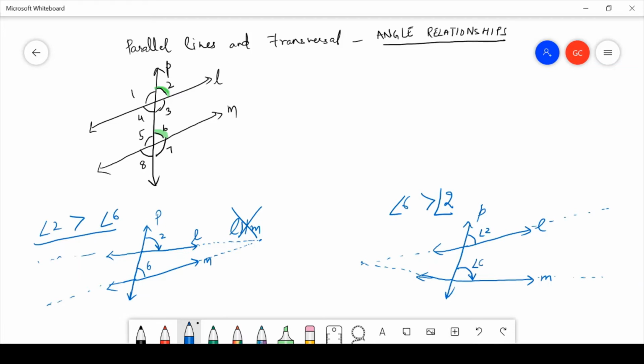Angle 6 and angle 2 are going to meet if angle 6 is more than angle 2. If the rotation of this part is more than this part, then they are going to intersect on this side, okay? Which means again L will not be parallel to M. L will not be parallel to M.